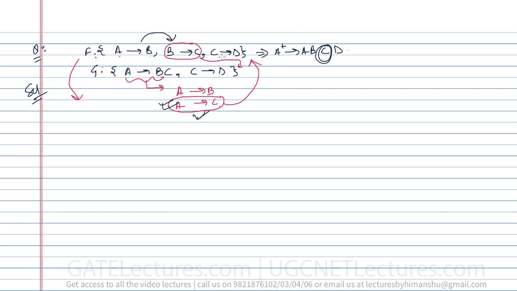And in the case of F, B derives C is present but it is not given in G. So if you take B closure in G, you can identify that we have B, but we cannot derive C in any case.